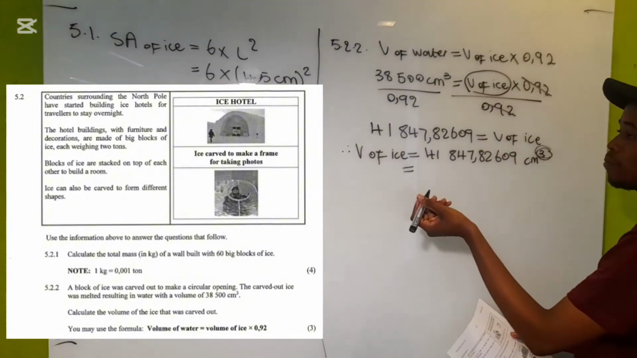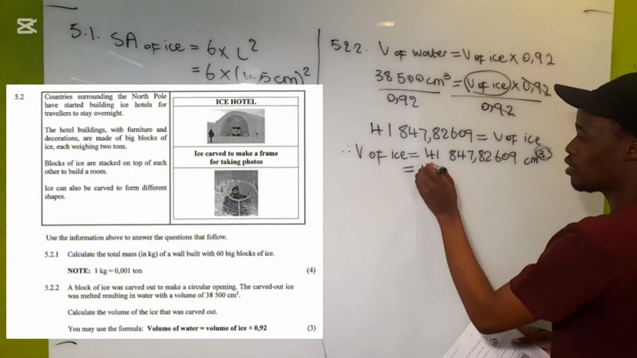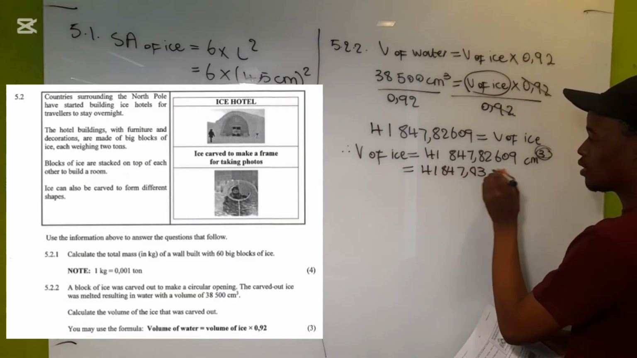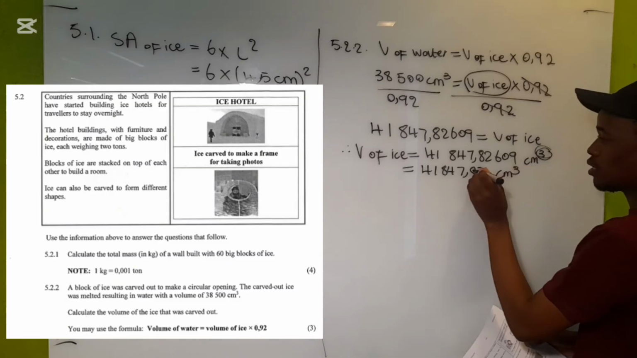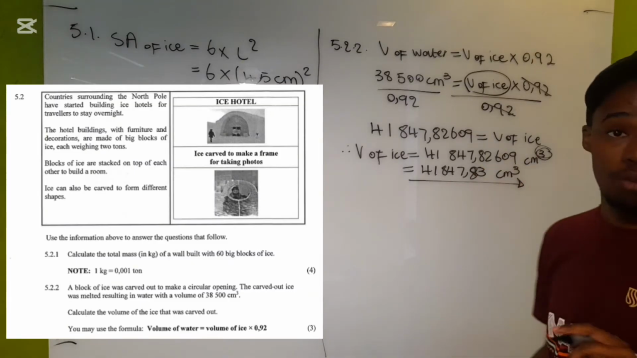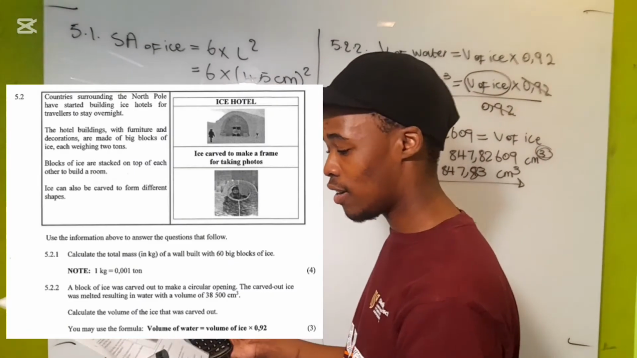So just to round off our answer, it's going to be 41,847.83 cubic centimeters. This is an 8. So this is our final answer for question 5.2.2. I hope it is clear enough.